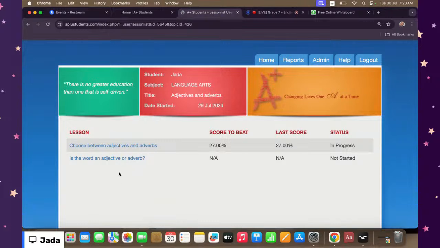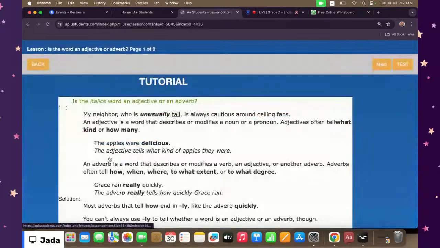Is the word an adjective or an adverb? So we already know what the adverb is, we know the adjective. So now we have to be able to identify in the sentence. Is it adverb or adjective? We have to determine that, right? So moving on.